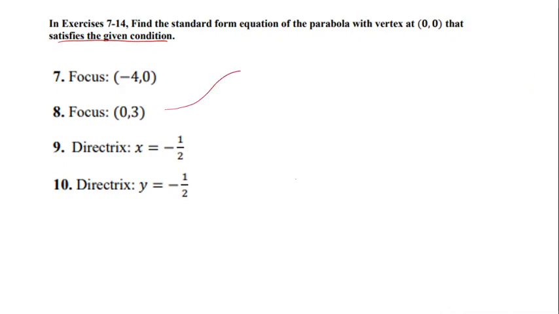Okay, again the same thing. If the focus is (0, 3) and we have to determine which type, x squared equals 4py or y squared equals 4px, which one?